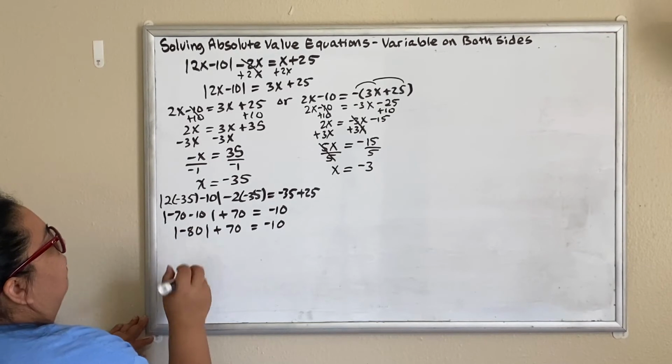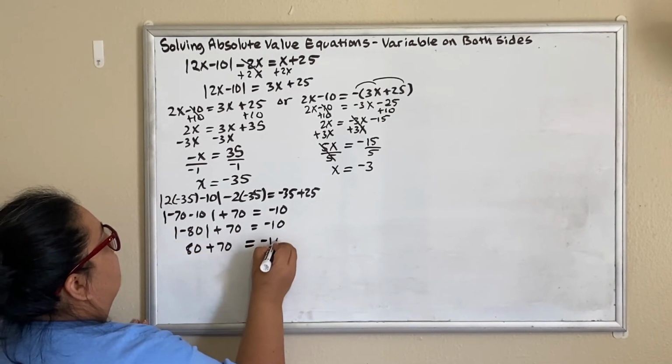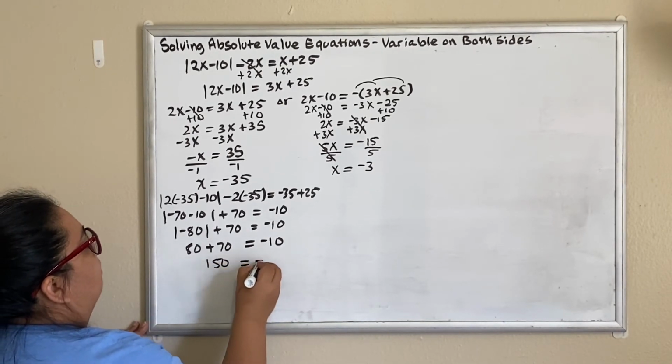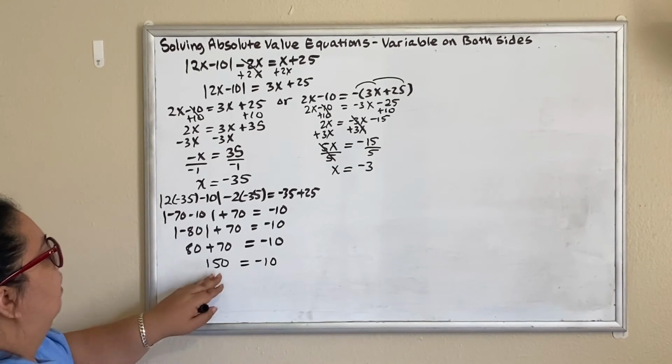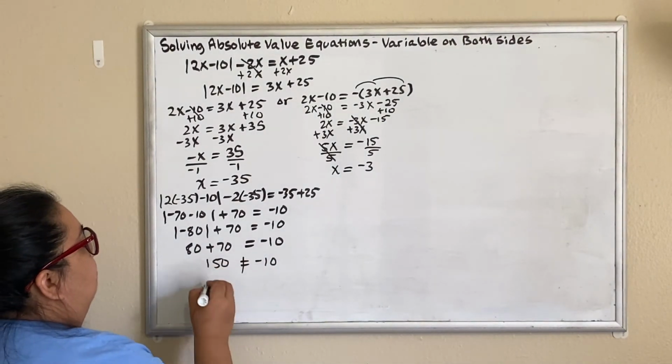So now the absolute value of -80 is just 80 plus 70 equals -10. 80 plus 70 is 150 equals -10. 150 does not equal -10. This is wrong. This is false.